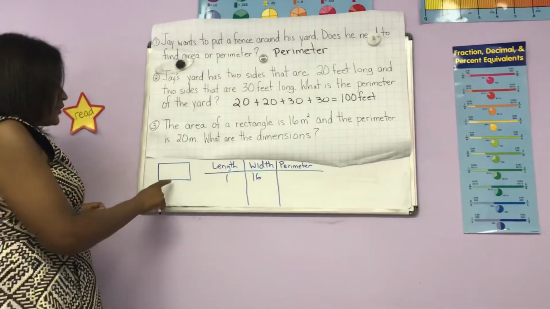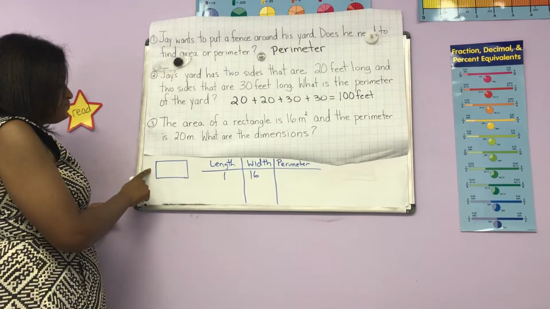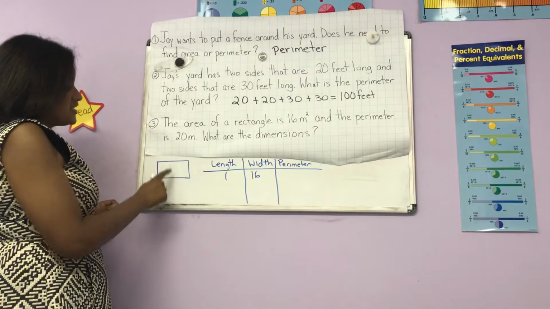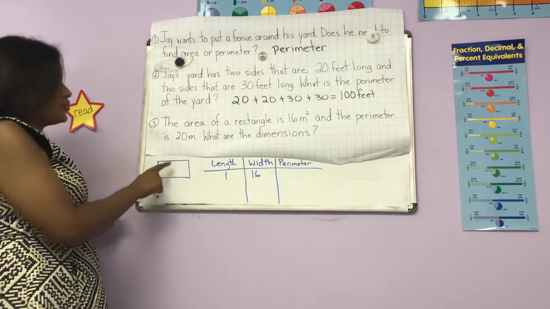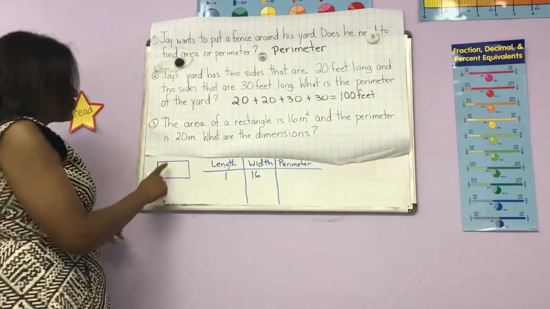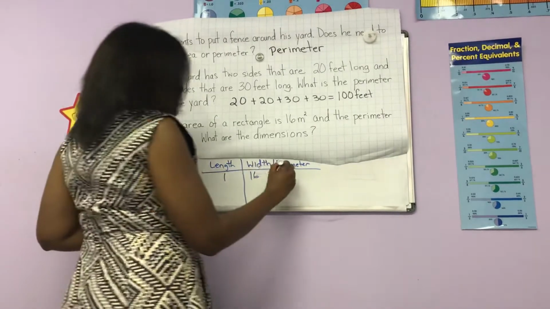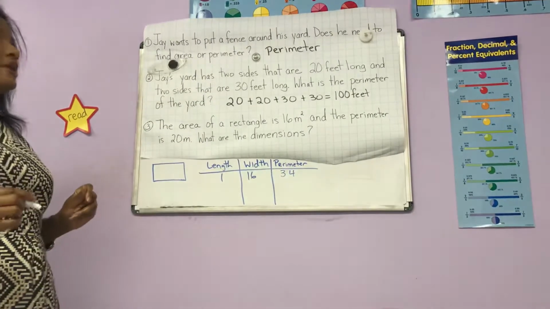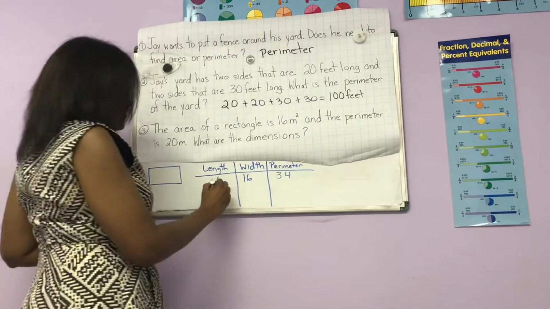Remember, a rectangle has 4 sides. If this is 1, this is also 1, that's 2. If this is 16, this is 16, that's 32. 16 plus 16 is 32, so 32, 33, 34. That's a perimeter of 34, so that does not work because we need our perimeter to be 20. Well, let's try another one.